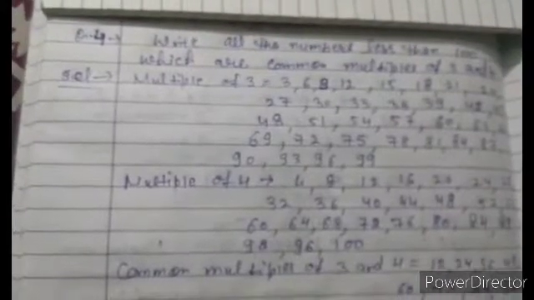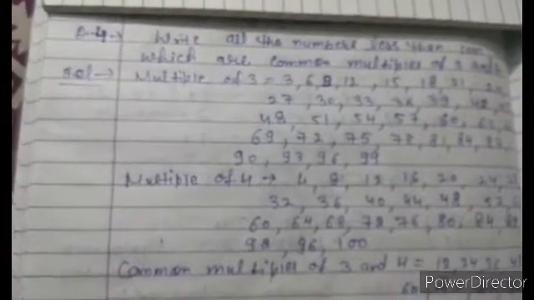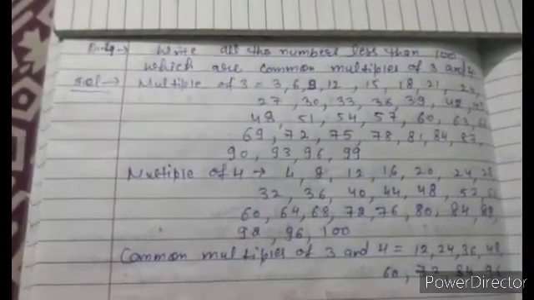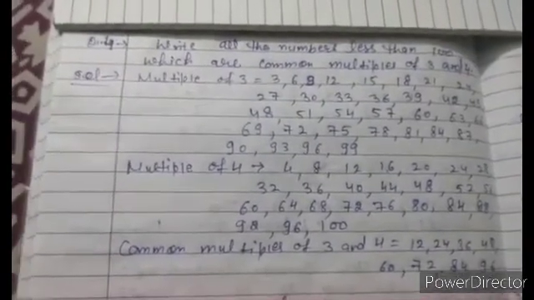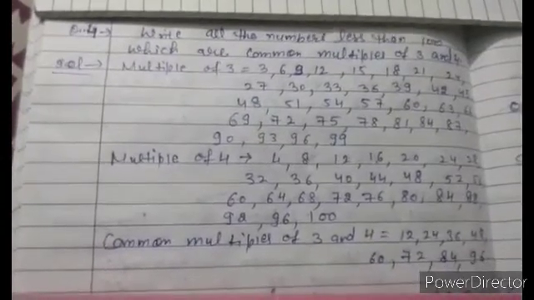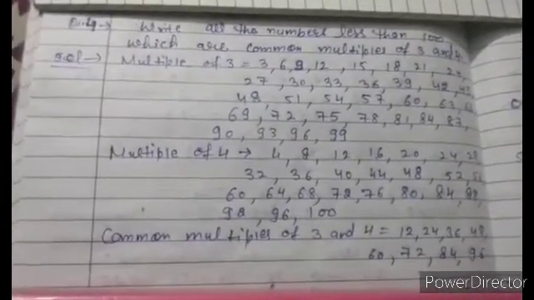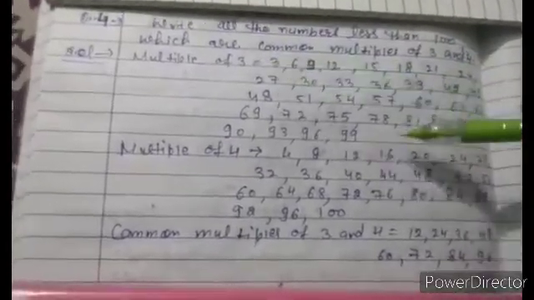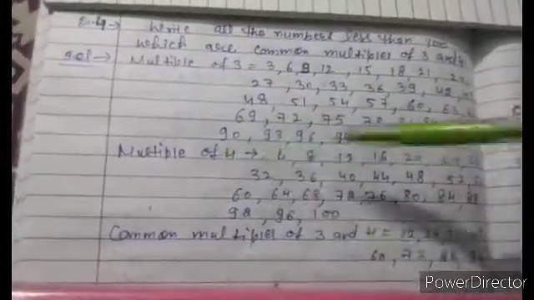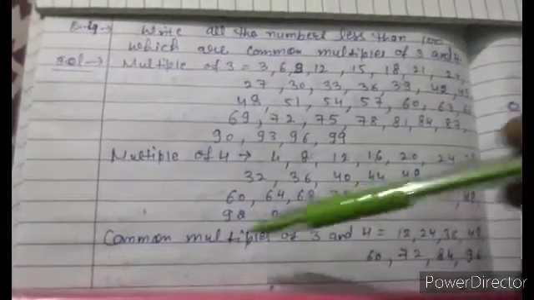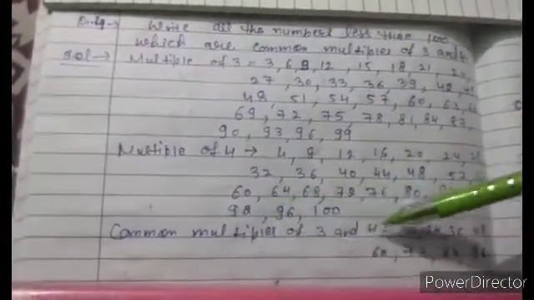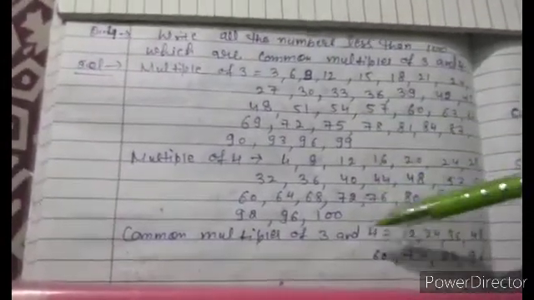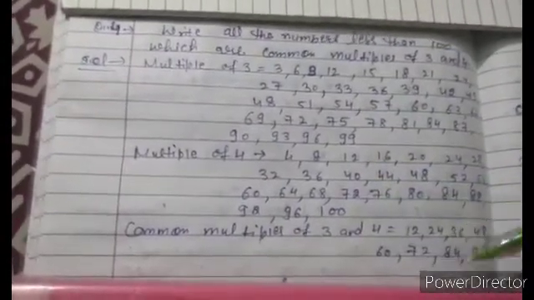NCERT 6th class maths exercise 3.4 question number 4. Write all the numbers less than 100 which are common multiples of 3 and 4. So firstly we will write the multiples of 3 less than 100, then multiples of 4 less than 100. Common multiples of 3 and 4 are the numbers common in both of them. So those will be the common multiples of 3 and 4.